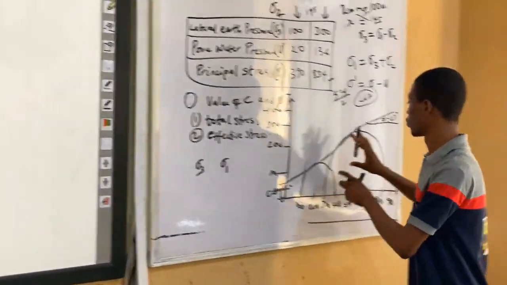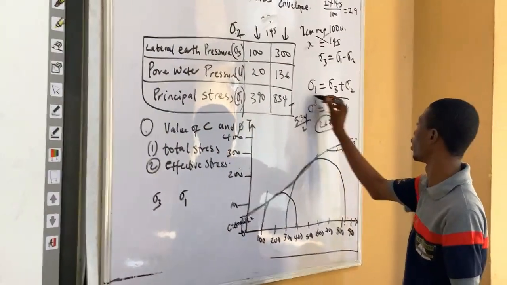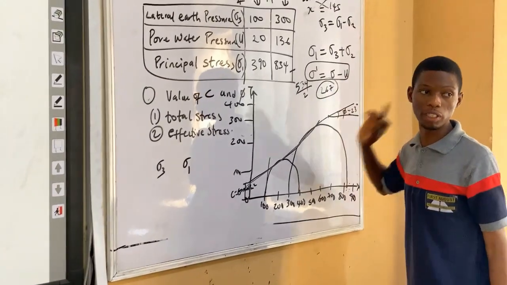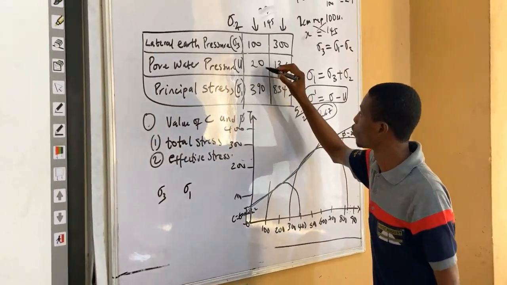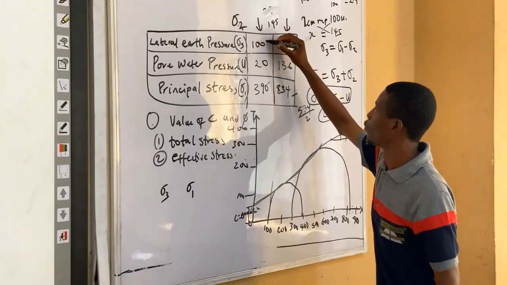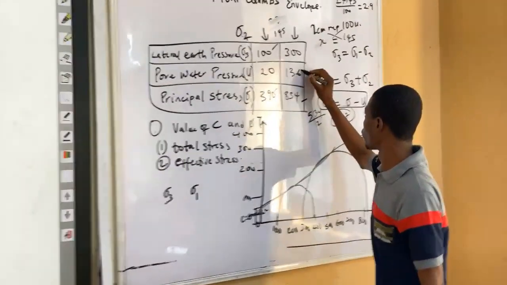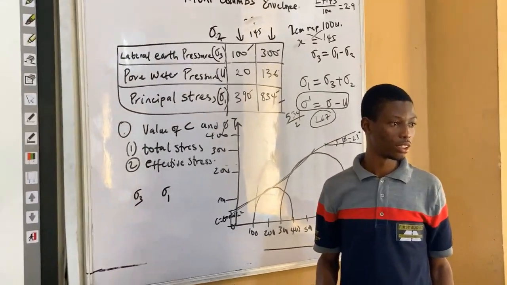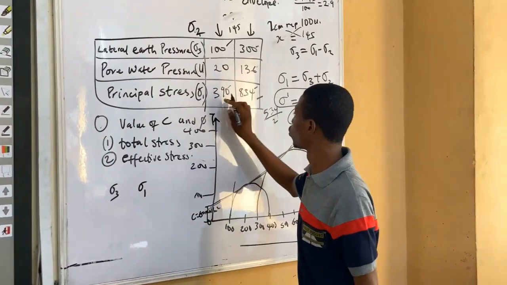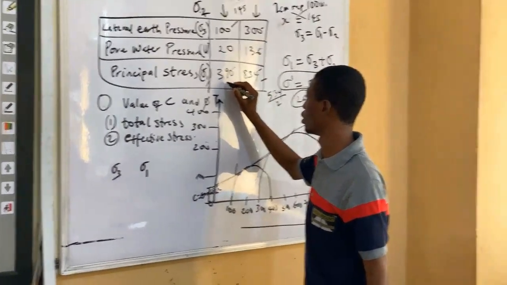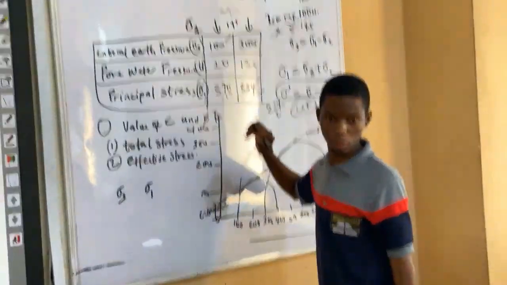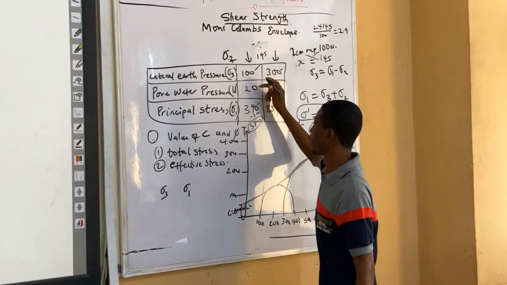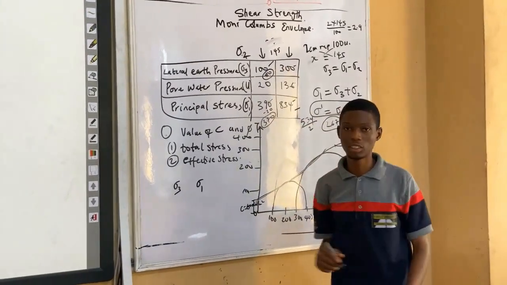The only difference between total stress and effective stress is the formula that I wrote on the board. Effective stress equals total stress minus pore water pressure. So you remove pore water pressure from this one, and from this one. So this one, 390 minus 20, you remove 20 from it. You get 370 for this one. Then 100 minus 20.